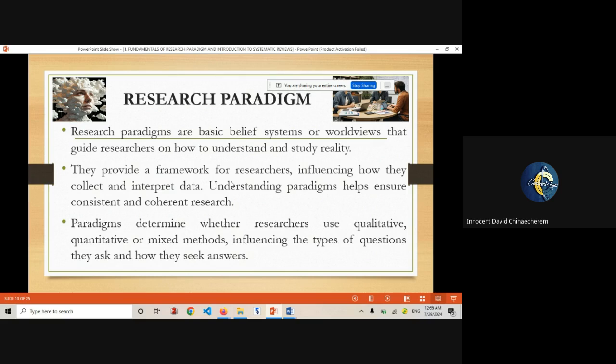So another very important thing before we move on is that the research paradigm determines, like I said, whether your research is going to be qualitative.